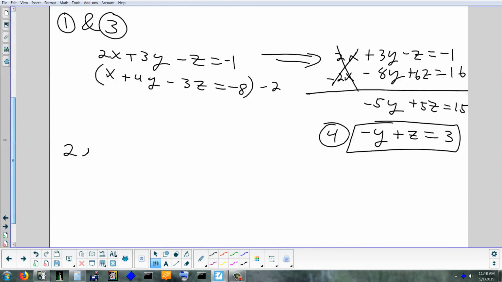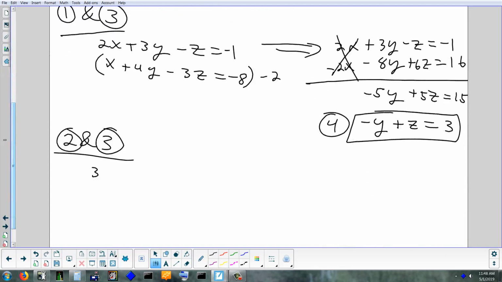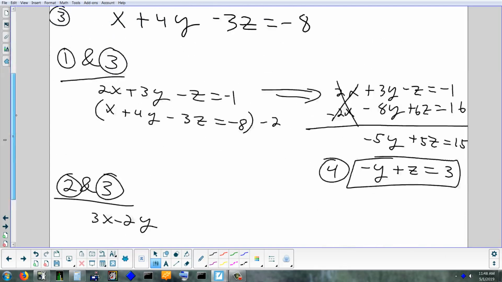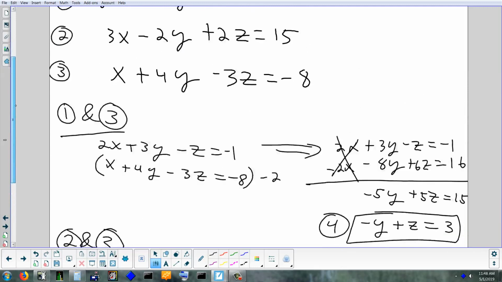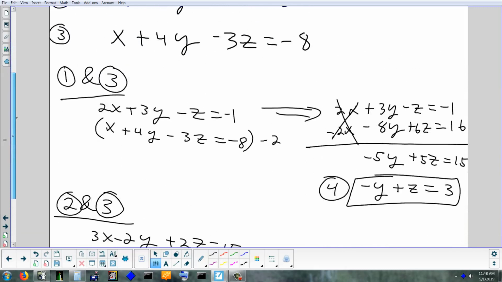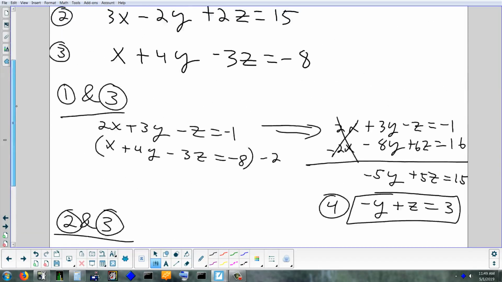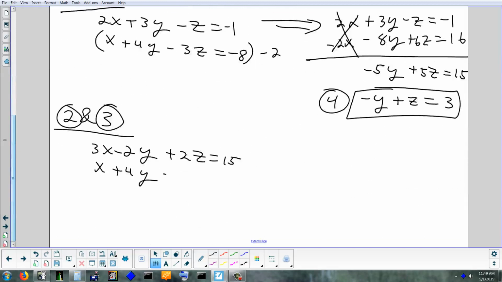So now we're going to do 2 and 3, and we're going to do the same thing we just did. I'm going to copy down 2 and 3. So 3x minus 2y plus 2z equals 15. And equation 3, x plus 4y minus 3z equals negative 8.